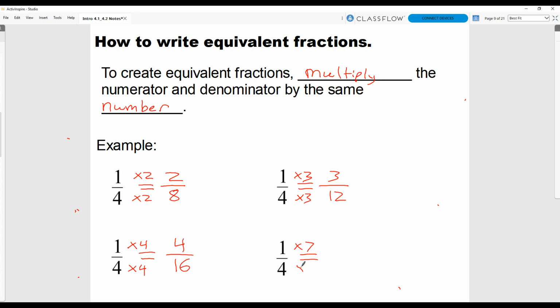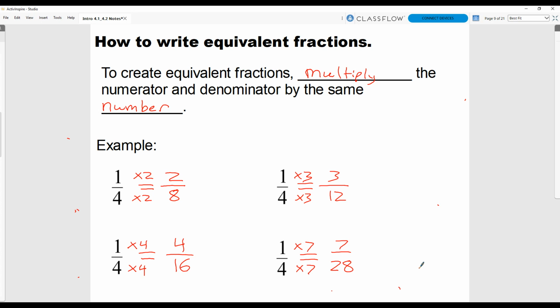So 7 and 7. We're going to multiply both the numerator and denominator by 7. If we do that, we're going to end up with 7 over 28. It's still the same exact fraction as 1/4. It's just an equivalent fraction. It just looks different, but it's the same thing.